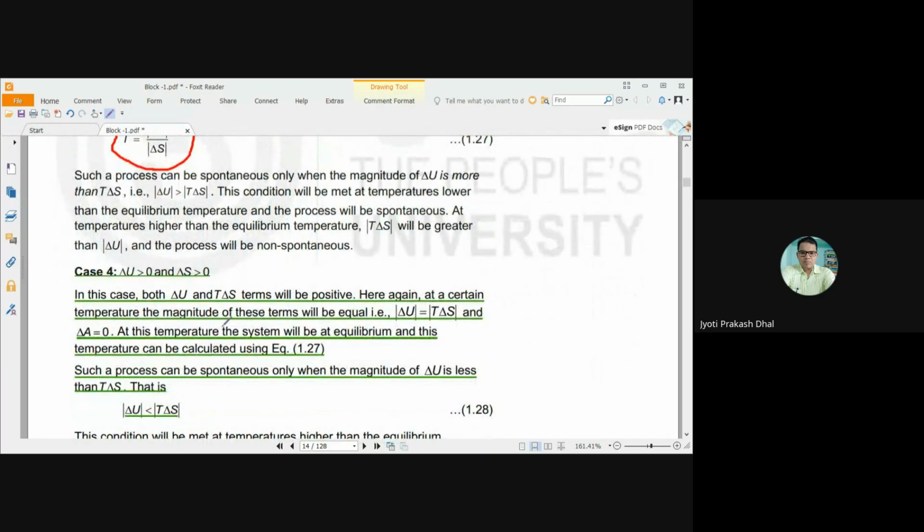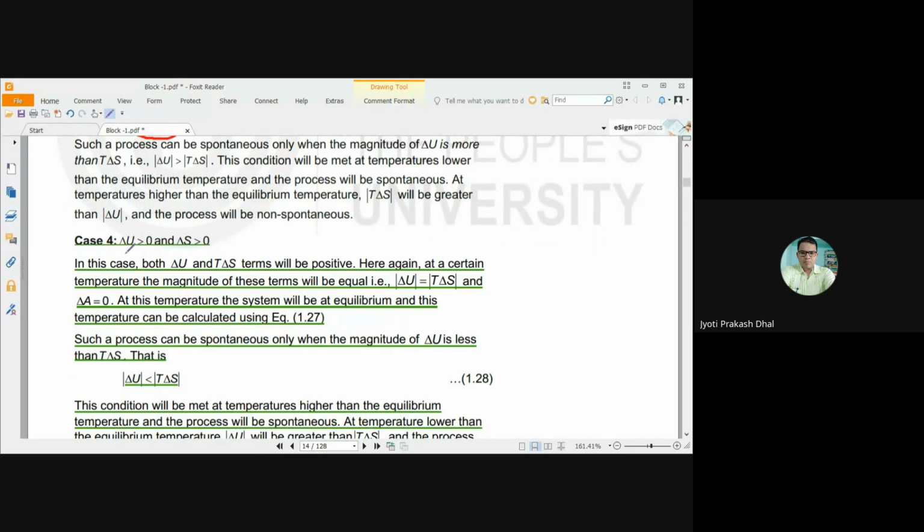Now coming to case 4. In case 4, del U will be positive and del S will be positive. That means both entropy and internal energy will increase. In this case, both the del U and T del S terms will be positive. Again, at a certain temperature, the magnitudes of both terms will be the same, that is, magnitude of del U equals magnitude of T del S. In that condition, del A equals 0, so the system will be in equilibrium at this temperature.